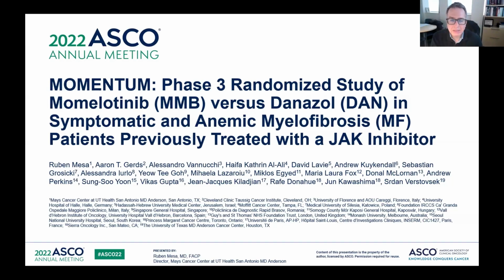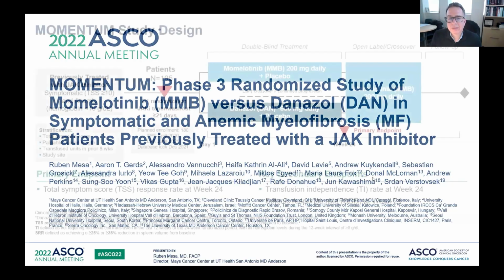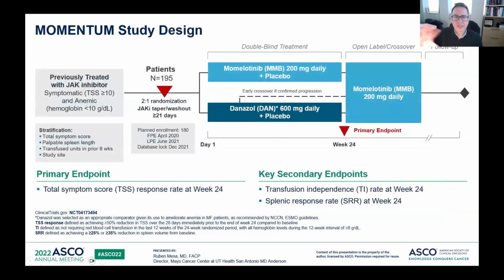This was a randomized study comparing the two drugs in patients with myelofibrosis that are symptomatic and have anemia and were previously treated with a JAK inhibitor. So most of these patients had seen ruxolitinib previously and had anemia and symptoms, and they were randomized to either momelotinib or danazol. And I'm showing this because I want you to get a sense of how symptoms are even integrated into clinical trials. So this is the study design. So the patients were found throughout the world. So it was a global study.